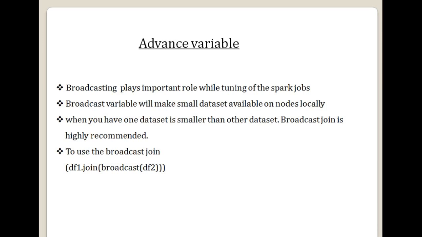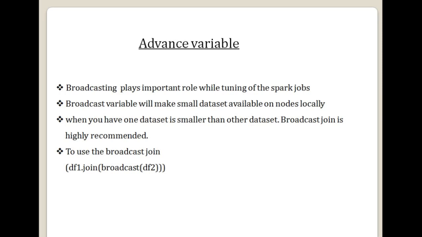Next is advanced variables. Spark comes with two types of advanced variables. One is broadcast, second one is accumulator. Here we will see how broadcasting is helpful to optimize my Spark job. Broadcasting plays an important role while tuning your Spark job. A broadcast variable will make your small data set available on each node, and that data will be treated as local for the process.